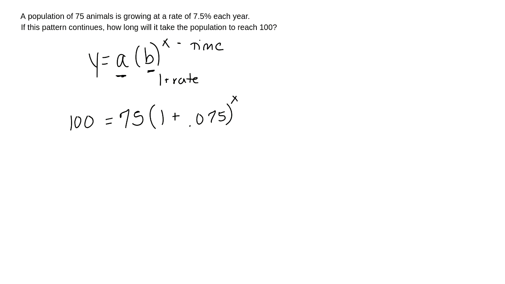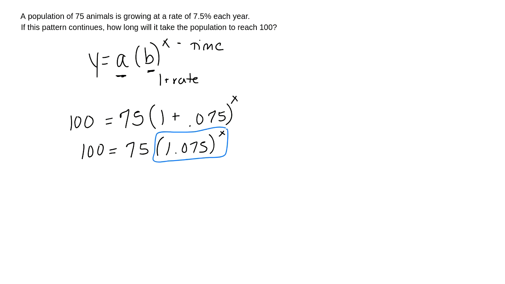So to simplify this a little bit, I would probably go ahead and put your b together and make that 1.075 raised to the x power. Okay, so now we're ready to solve this. Remember, you always want your exponential part isolated. This is your exponential part.